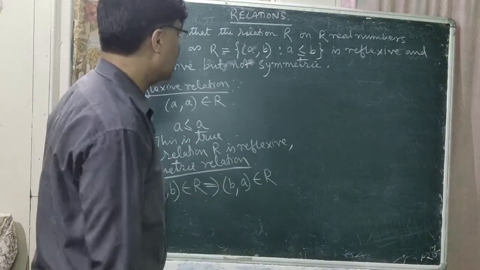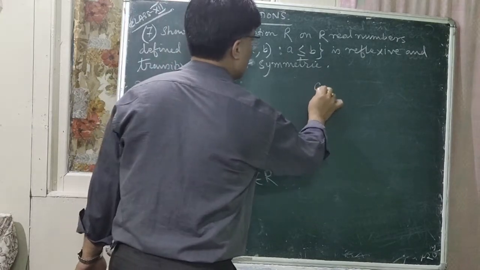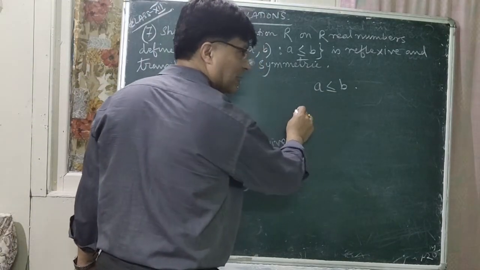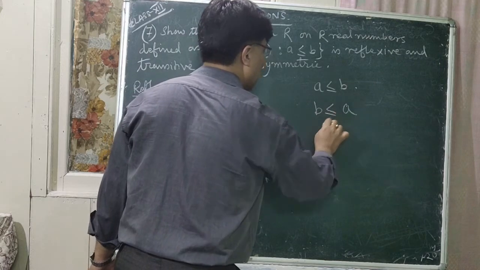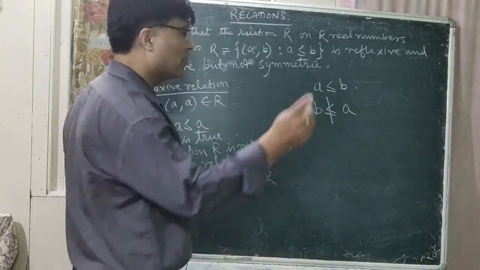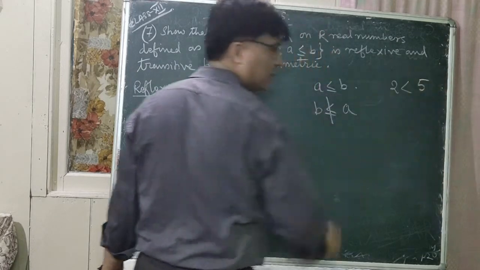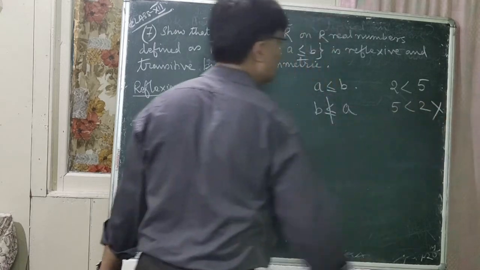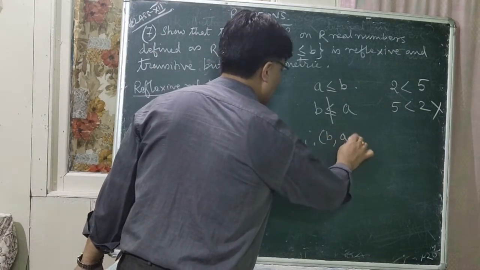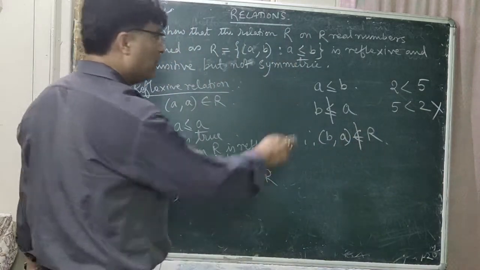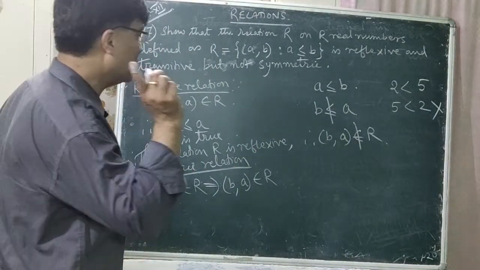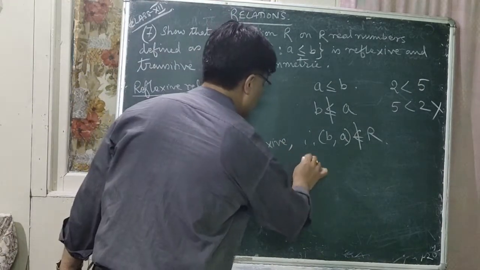Now in this case a is less than or equal to b, but does it imply b less than or equal to a? B less than or equal to a does not hold good, that is, b is not less than a. Suppose you have 2 less than 5, can you say that 5 is less than 2? No, that is wrong. 5 is greater than 2. So in this case (b, a) does not belong to R. So the relation R is not a symmetric relation.